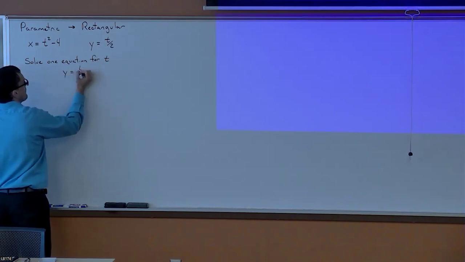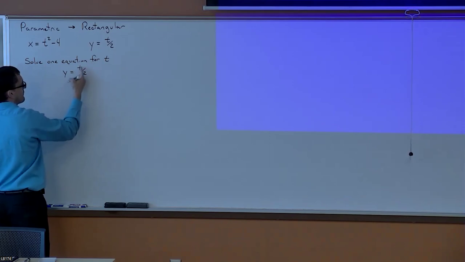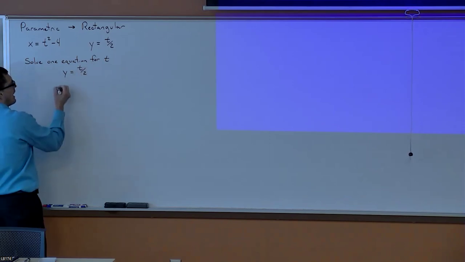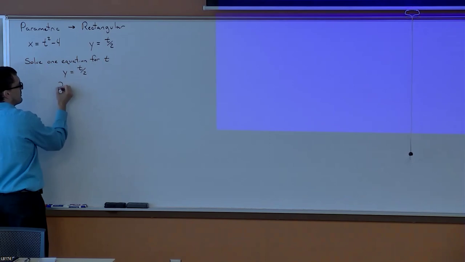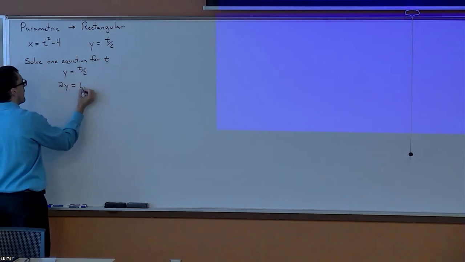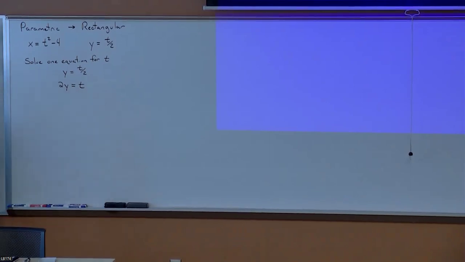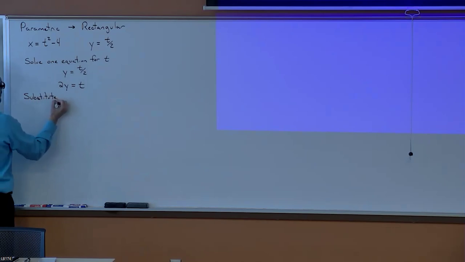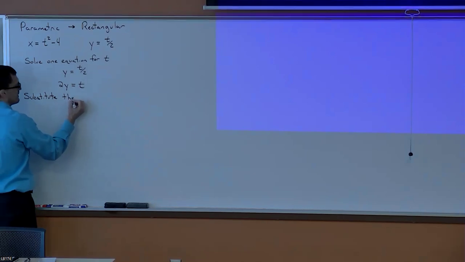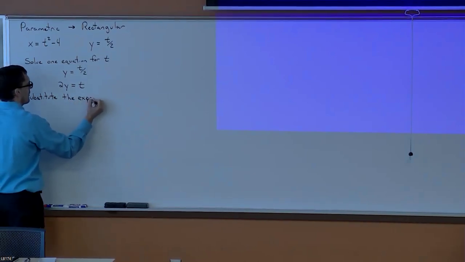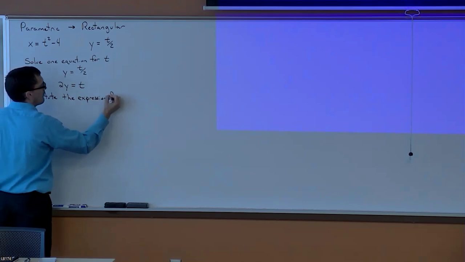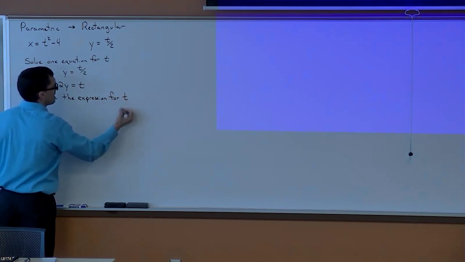The easier one for me to solve for t is y equals t over 2. So I'm just going to multiply both sides by 2 and get 2y is equal to t. Now what I can do is substitute the expression for t in the other equation.